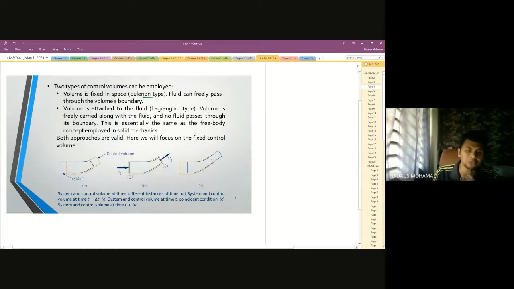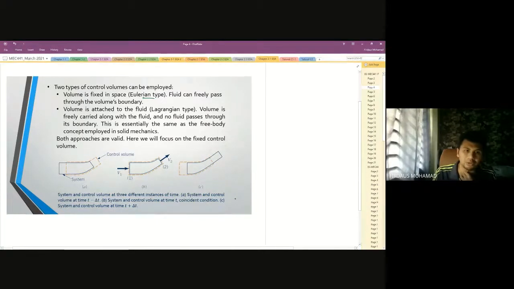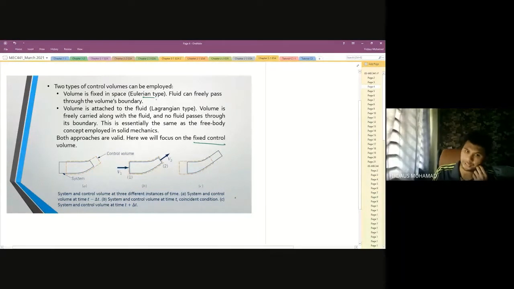However, our focus is based on fixed control volume ataupun nama dia Eulerian type of control volume. Okay, yang ni Eulerian dengan Lagrangian type ni untuk MEC 441 you just tahu fixed dengan attached to the fluid. Okay, tapi dalam MEC 442 you akan belajar detail what is Eulerian type and then what is Lagrangian type of control volume. Okay, but our focus is Eulerian type for this course MEC 441.